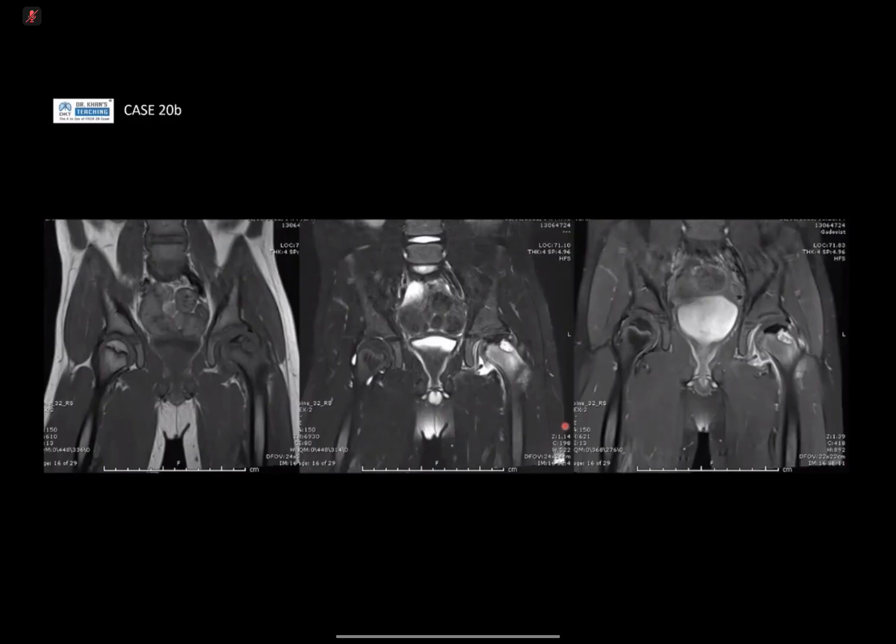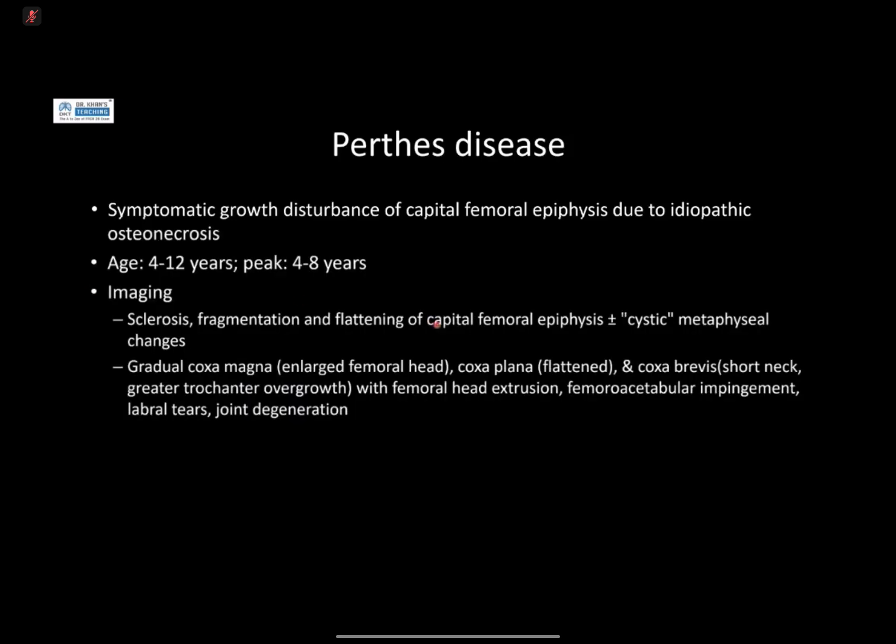The only thing here was that we did raise a possibility of infection just because it was at the metaphysis. You've got all these marrow signal changes as well. However, this is on the background of Perthes disease or avascular necrosis of the femoral head epiphysis. The only caveat to this was that the patient was very, very well. There are no systemic features of infection at all. And so what we have is actually cystic metaphyseal changes.